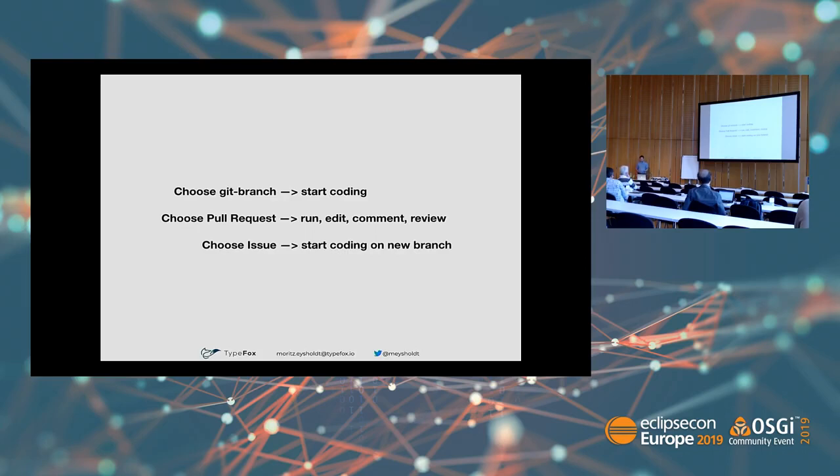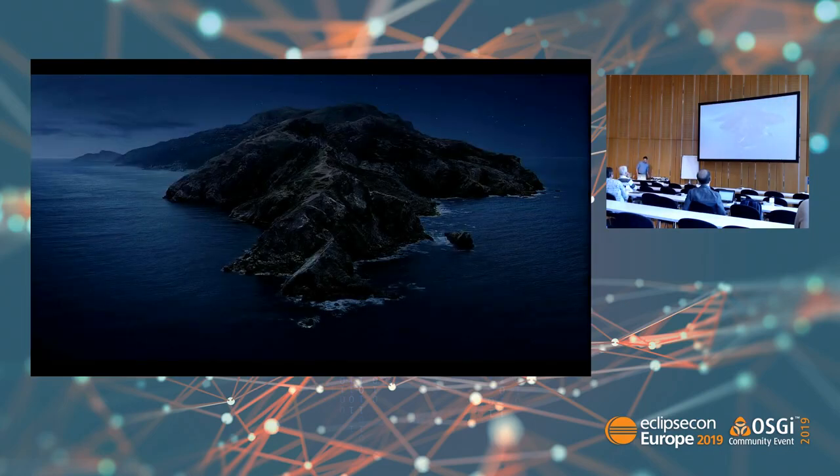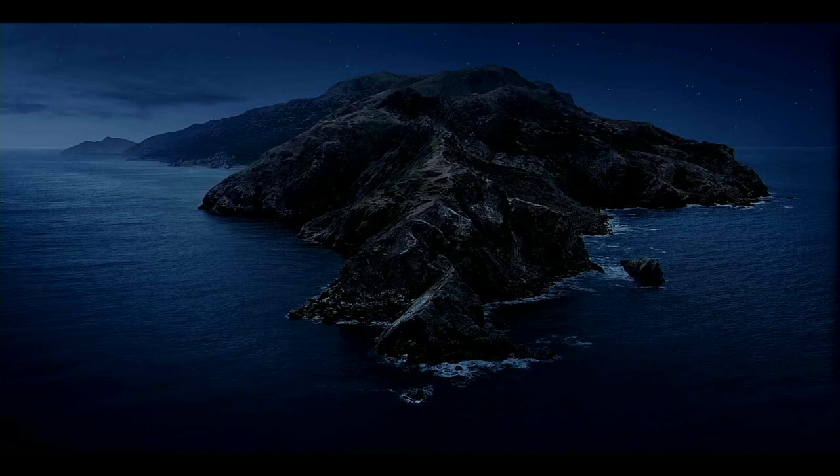Like you choose a Git branch, you want to start coding. You choose a pull request, you want to run, edit, comment, review it. You choose an issue and you want to start coding on a new branch. And we want to make these three use cases incredibly quick and without friction, so that you can just do it and don't need to think about setup and so on. And now I want to show a little bit how this can look like.